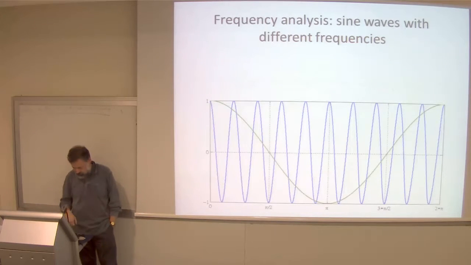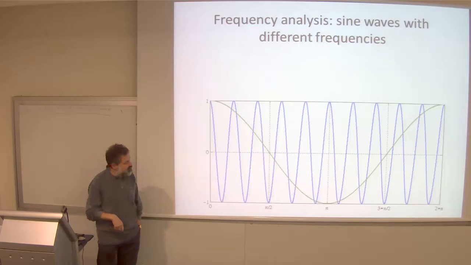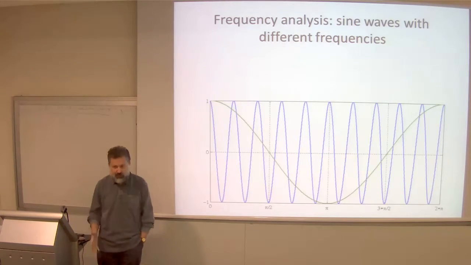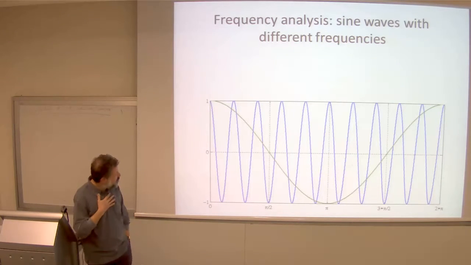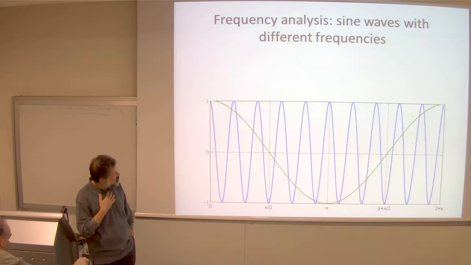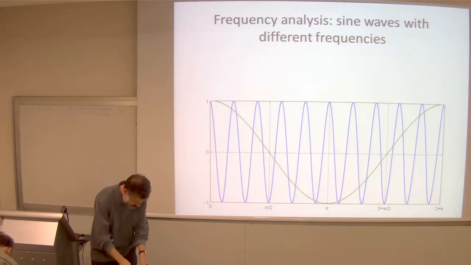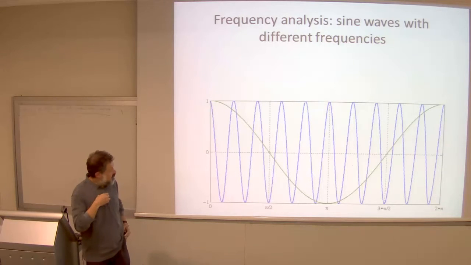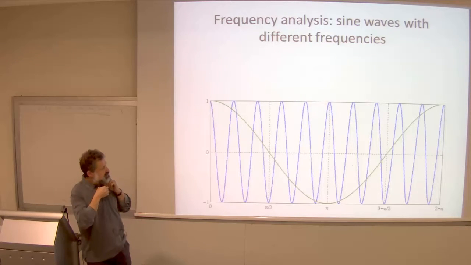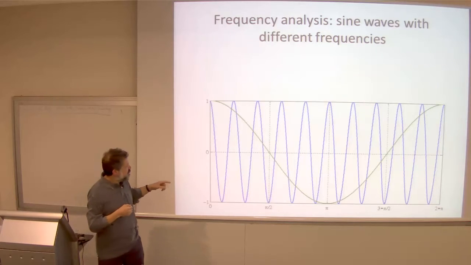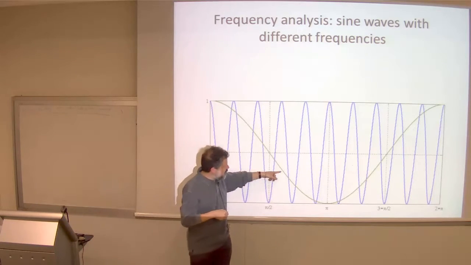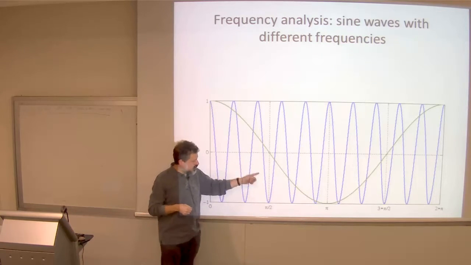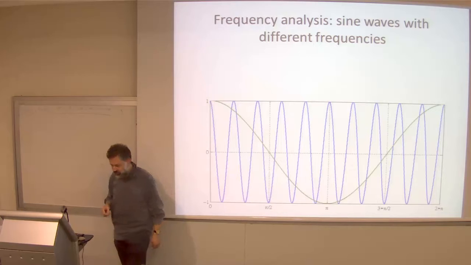Okay, so first of all, sine waves. What are the properties of sine waves? Sine waves are defined by three numbers, basically. The first one is the frequency. Here are sine waves with two different frequencies. The green one is slow. The blue one is fast. It changes much, much faster. So this is one property.